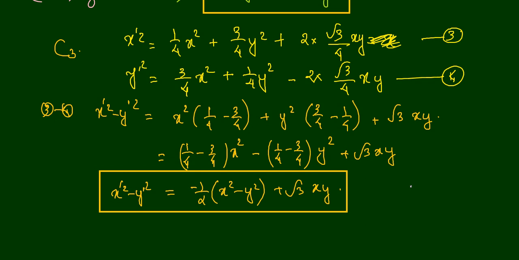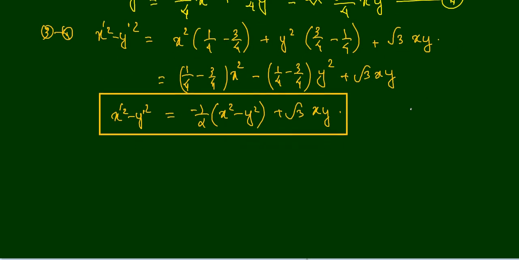And now I am going to find out what happens to x square minus y square during the sigma v operation. During the sigma v operation, we know that x dash is equal to x, and y dash is equal to minus y. Therefore, x dash square is equal to x square and y dash square is equal to y square.